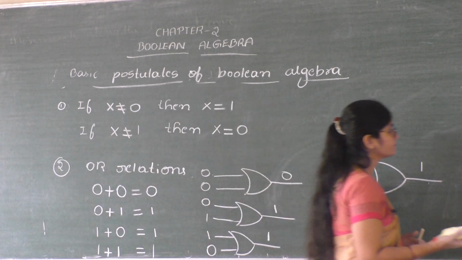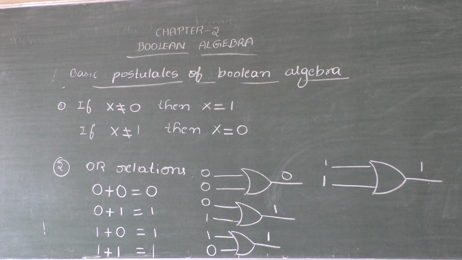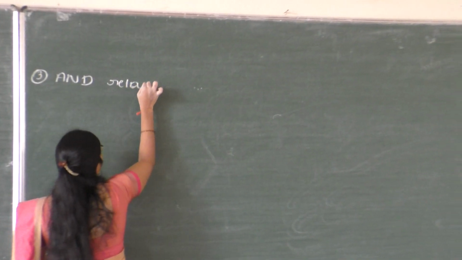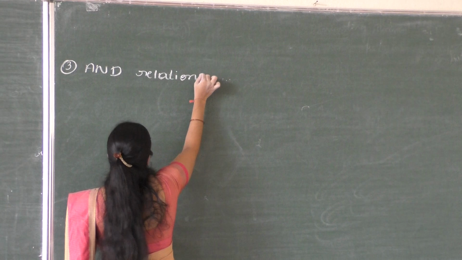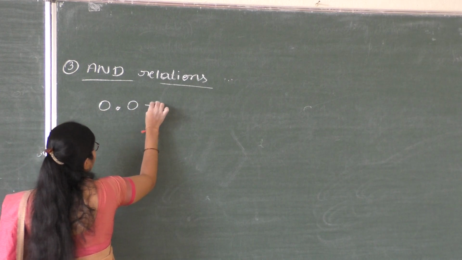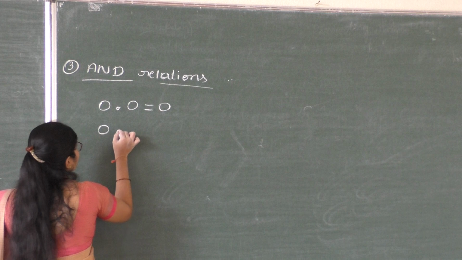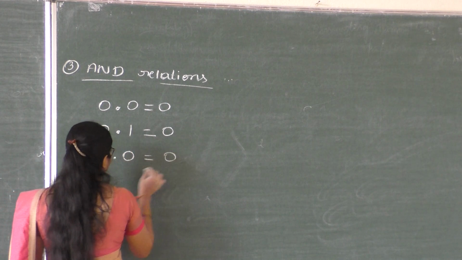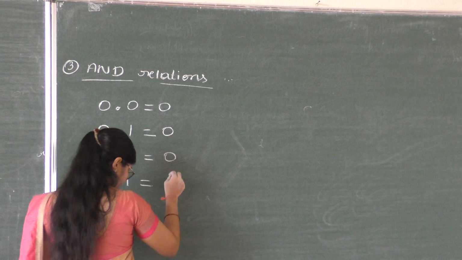Third postulate, AND relations. In AND, the dot operator is used. 0 dot 0 is equal to 0, 0 dot 1 is equal to 0, 1 dot 0 is equal to 0, 1 dot 1 is equal to 1.